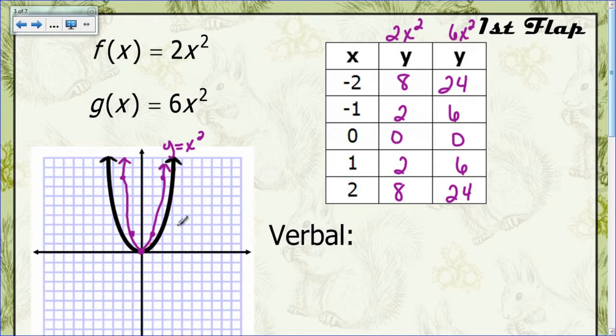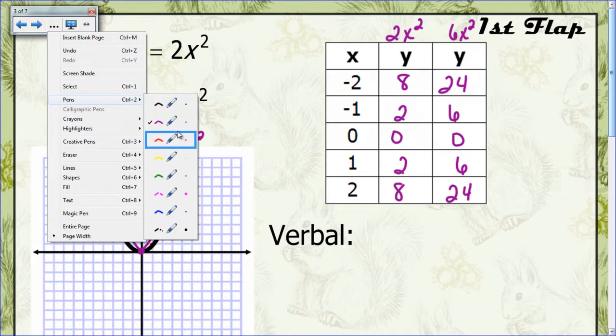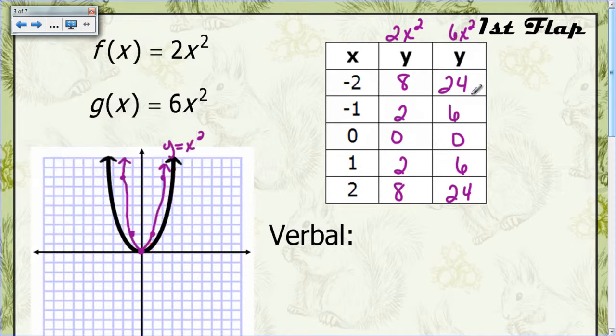So let's put the 6x squared on there. I'm going to change colors again, and I'm going to graph the points that I can graph onto my picture here. And so I'm going to do the 0, 0, and -1, 6, and then I have the 0, 0, and then I have this one. And so I can't get the -2 and 24 on there, but hopefully what you see is that that one is even narrower than the first one.